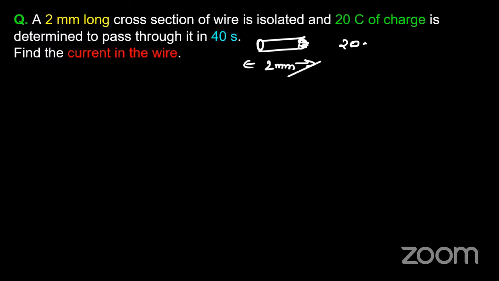and this is 20 coulomb of charge is crossing it. And the time given is 40 seconds. So total charge given is 20 coulomb and total time given is 40 seconds. So you have been asked, find the current in the wire. You have been asked to tell how much the current will be. Just use the formula. Manthan Bhatt has given the answer half ampere.